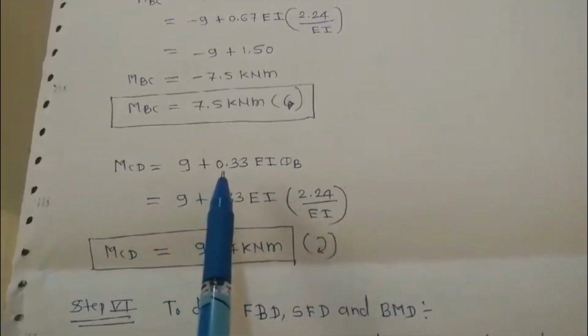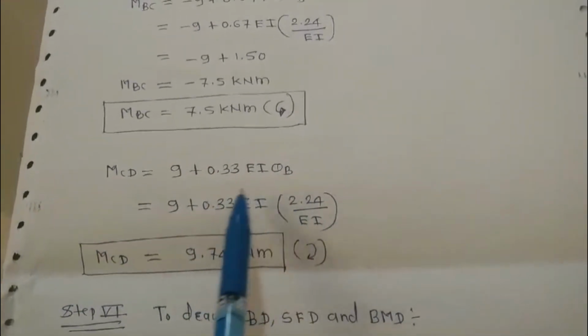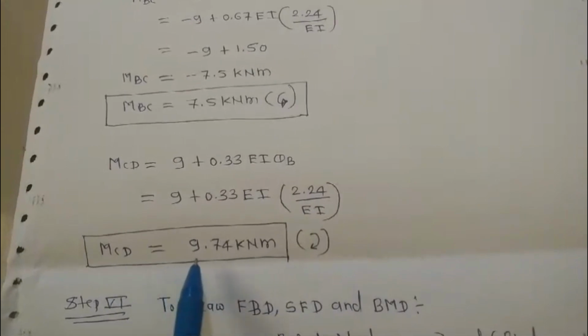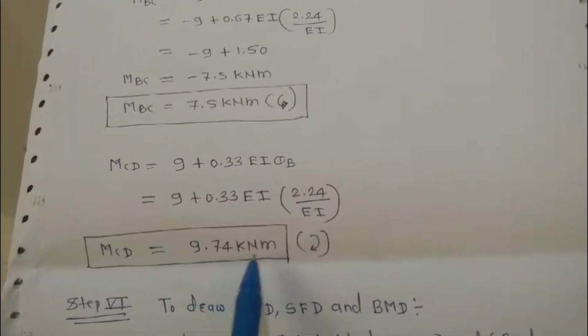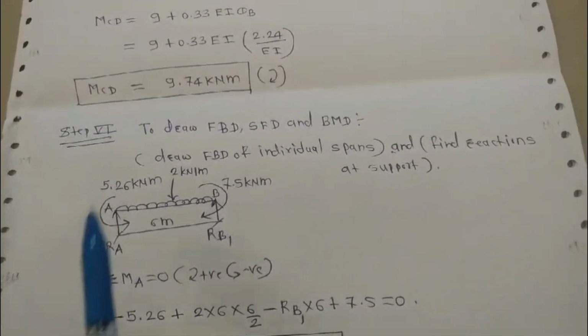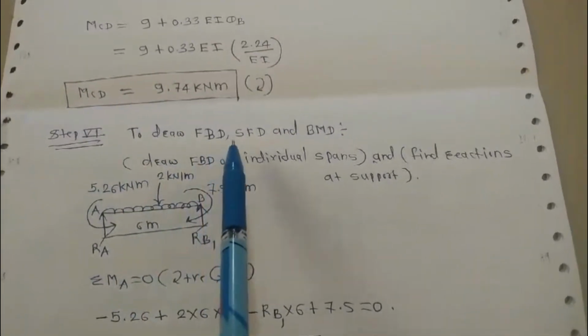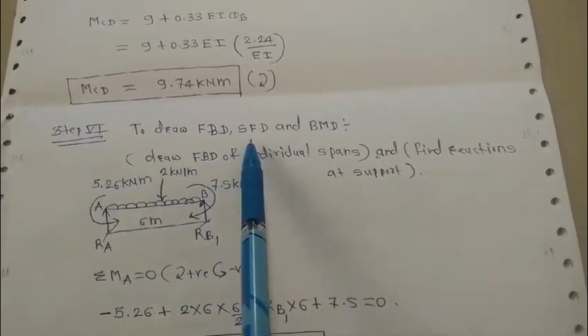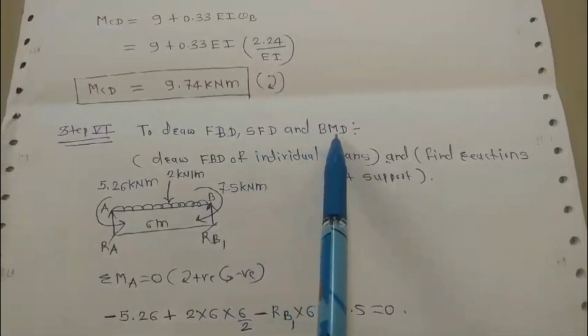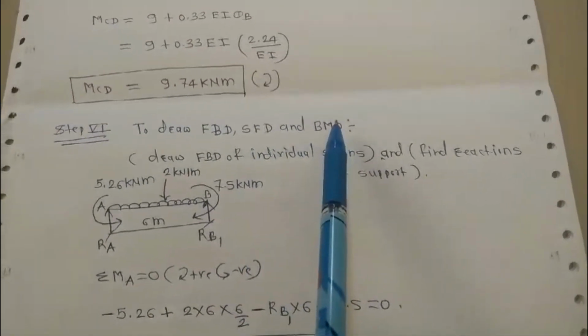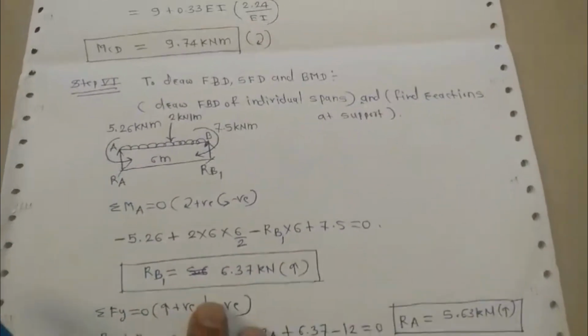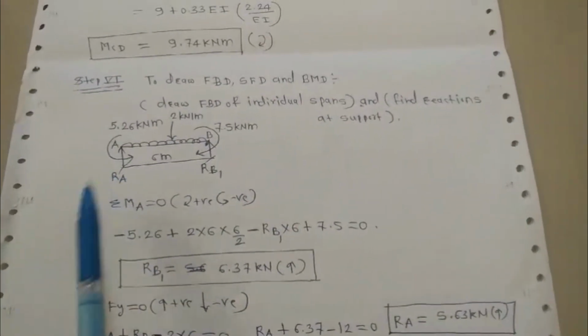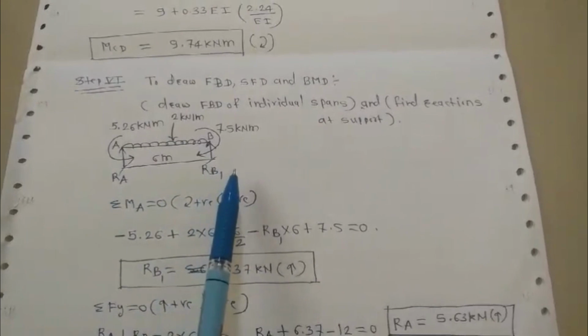MCB, that is plus 9 plus 0.33 EI theta B. Putting the value of theta B, you will get MCB is equal to 9.74. A positive sign means clockwise nature. So your next step is step number 6, to draw the free body diagram, FBD, shear force diagram, and BMD, that is the bending moment diagram. Now for the shear force diagram, we must know the reactions at the support.